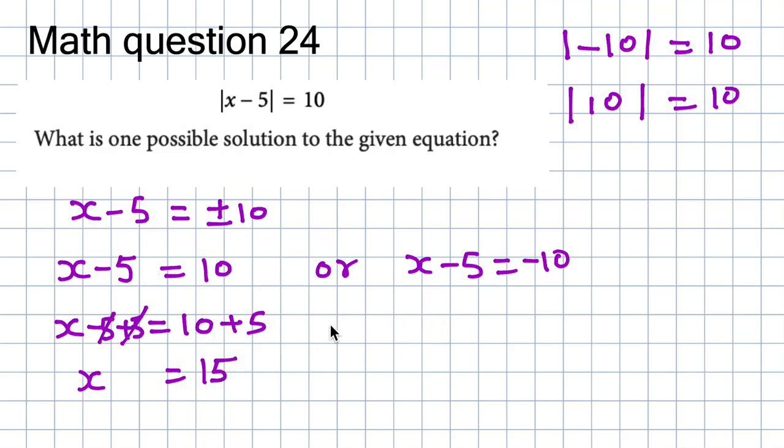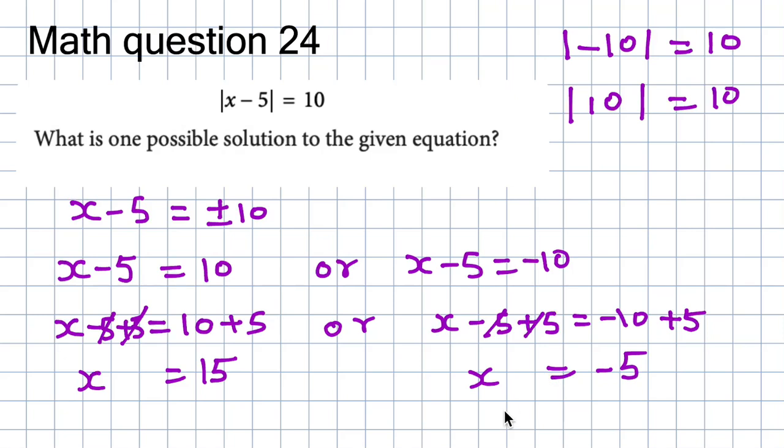Okay, and in the next step, what can be the other value? Here also I am adding 5 on both sides. Minus 10 plus 5 cancelled. So x is equal to minus 10 plus 5, which is minus 5 or negative 5. So that means if x takes 15 or negative 5, in both the cases the answer will be 10.